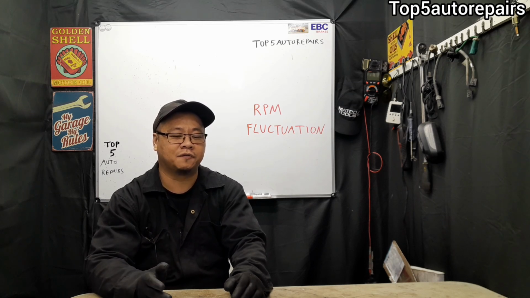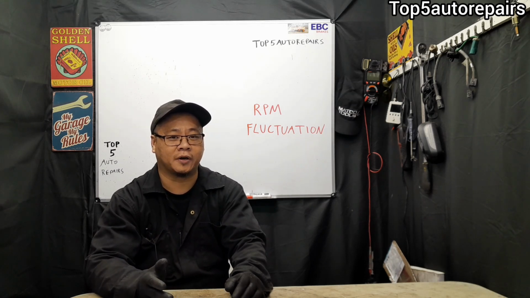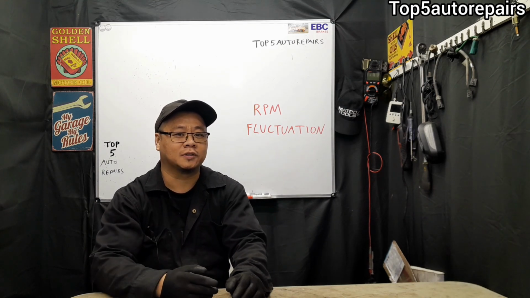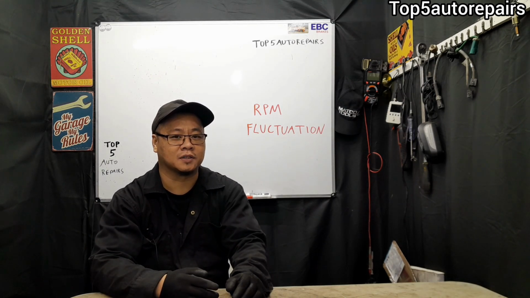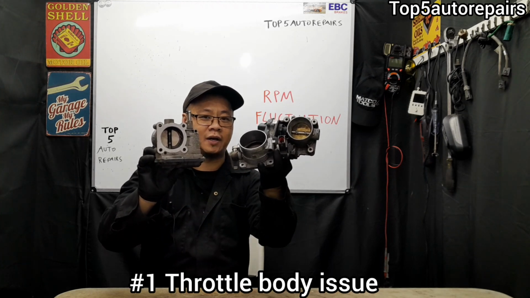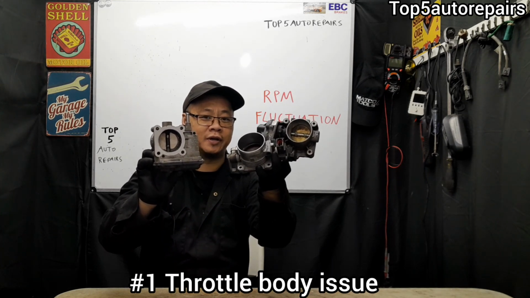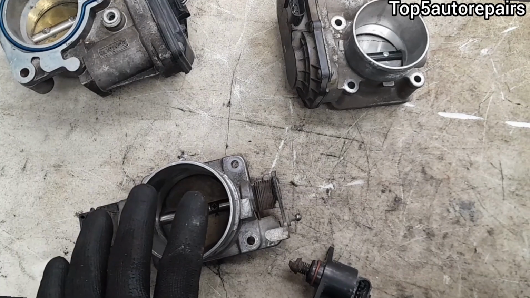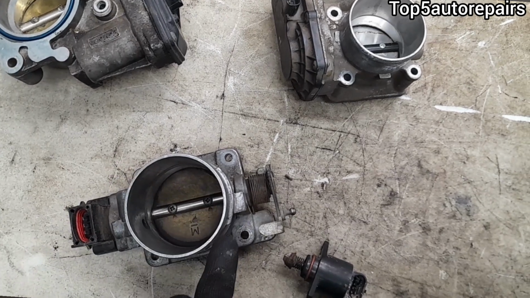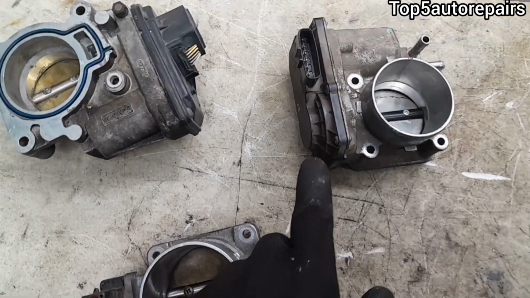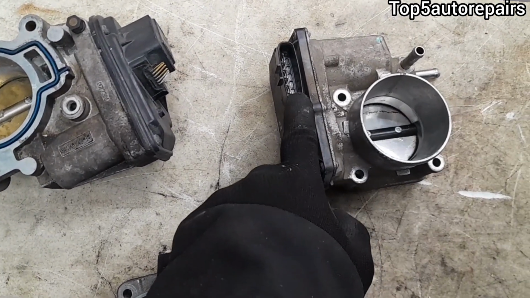If you're experiencing rough idle, uneven idle, low idle, high idle, RPM fluctuation, and so on, I'm going to tell you guys some of the possible causes. The first couple reasons why you're experiencing idle issue is going to be a bad or dirty throttle body. There are two different types of throttle body. One is going to be drive-by cable, and the second one is going to be drive-by wire.